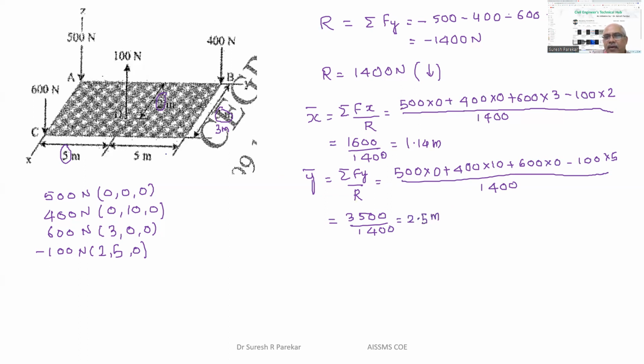So we have R. Now x we have 1.14, means somewhere here I will say, and y we have 2.5 meters. So we can show the resultant over here. The resultant with a value of 1400 Newton, and you can write R, 1400 Newton acts at x is 1.14, y is 2.5, and z we know it is in the XY plane, so z is 0.